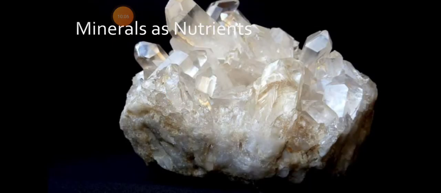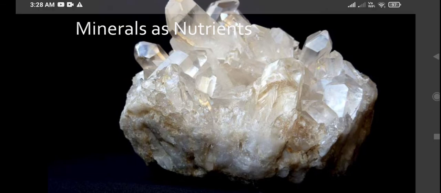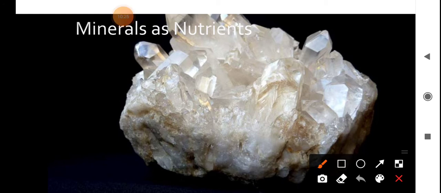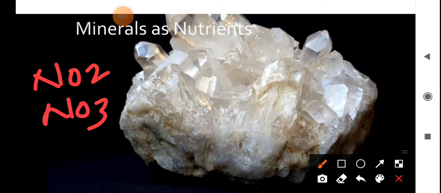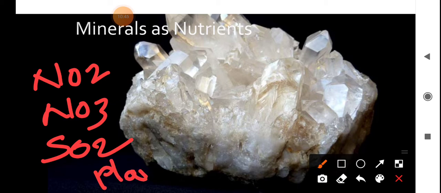Some of the minerals like sulfates and nitrates are added as fertilizers to the soil. So the fertilizers help to maintain the soil fertility and improve the plant growth. So what are the minerals used as fertilizers? Like sulfates and nitrates, NO2, NO3. These are the minerals which are used to improve the fertility of the soil, and even sulfates are also used as minerals. They all are helping for the growth of plants.